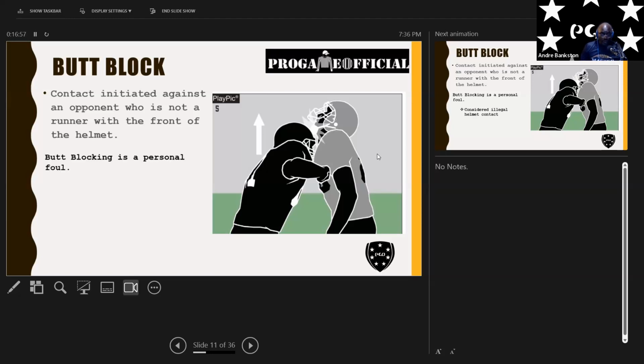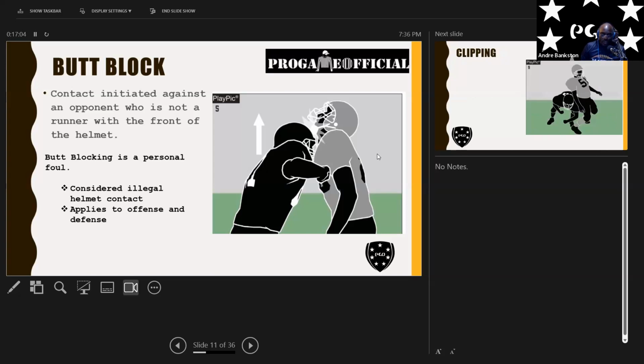Butt blocking is a personal foul. It's a 15-yard penalty. It's considered illegal helmet contact, applied to offense and defense. So before we go any further, there's no such thing as a helmet foul. Let me just put that out there. We hear it a lot. People say it a lot. The reason players wear helmets is because heads will touch, because we're in a moving contact sport. So there's no such thing as a helmet-to-helmet foul.